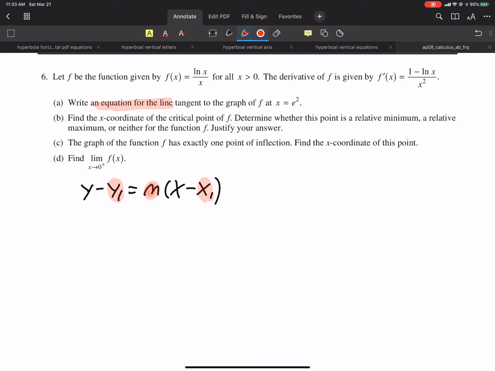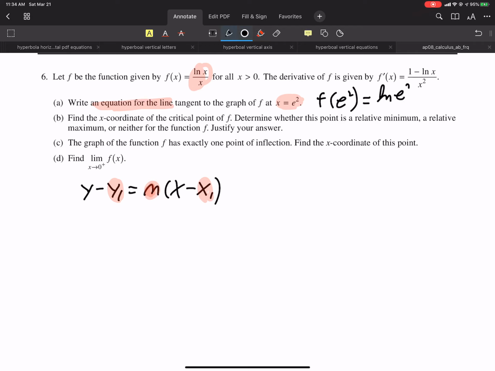at that point. Well, they are really, really nice to us because they give us the x-coordinate of the point that the line goes through. So we just have to find the y-coordinate. And the only thing that's going to give us a y-coordinate is the actual function itself. So we need the function evaluated at e squared. So I'm going to plug that in to this equation.